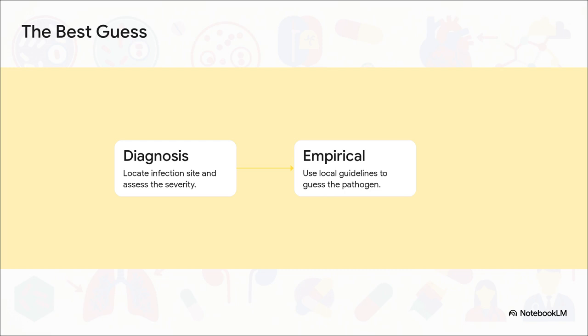After pinpointing the location, the doctor has to assess the severity. Like, is the patient stable or are they septic and need immediate, heavy-hitting intervention? Once we know the site and how bad it is, we move straight to step 2, initiating empirical therapy.